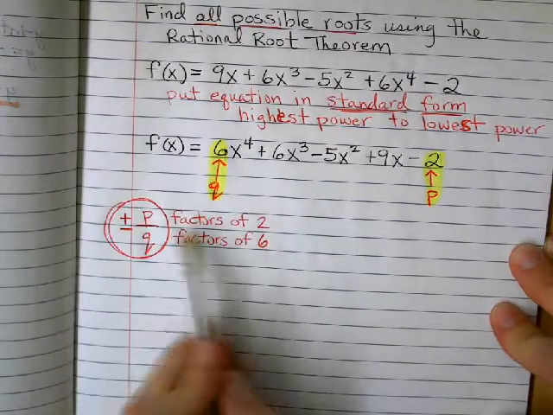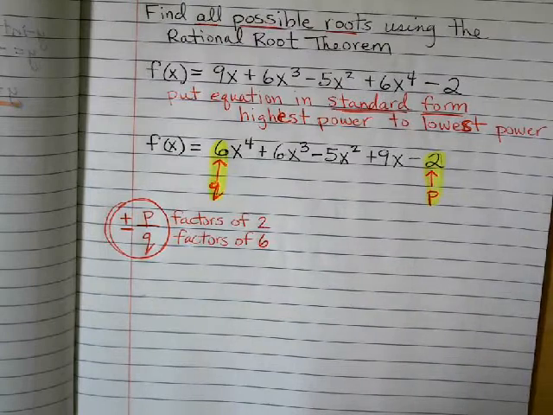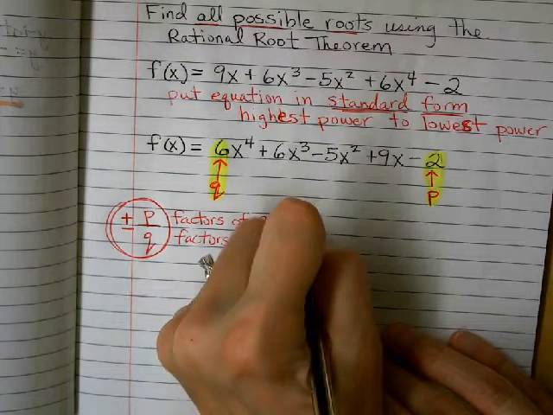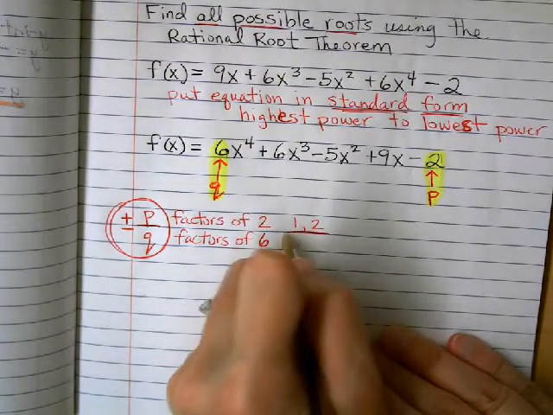So P is the 2. What are factors of 2? What numbers go into 2? Okay, 1 and 2. That's it, 1 and 2. Those are the factors of 2. What are the factors of 6?